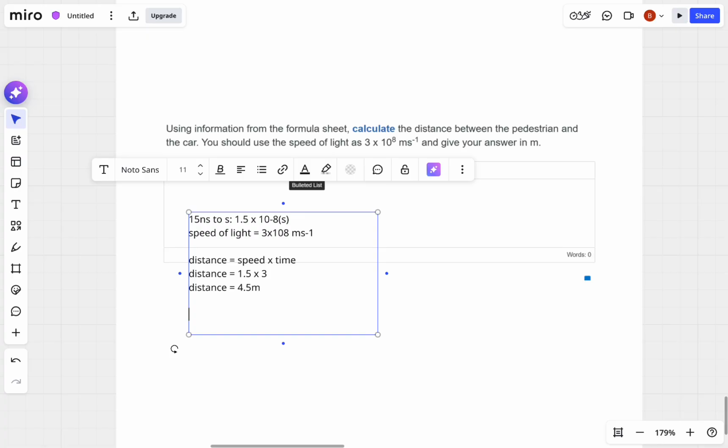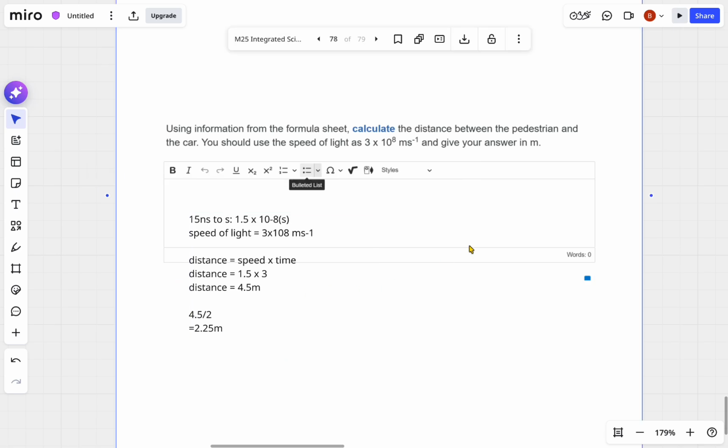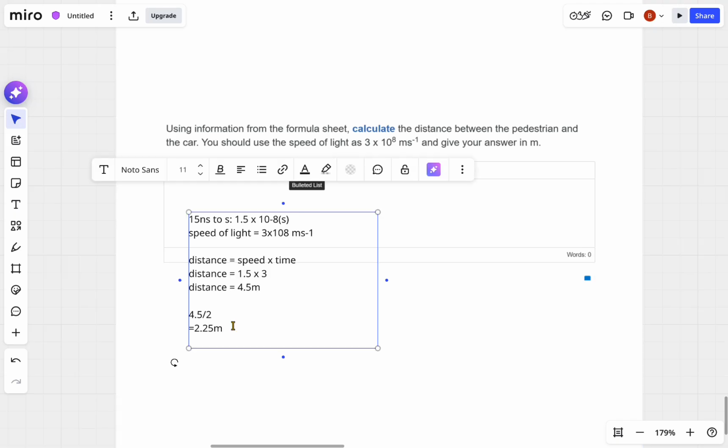So we're just going to divide 4.5 by 2. It's going to give us 2.25 meters, because we're only calculating the distance between the pedestrian and the car. The total distance, if we go front and back, is going to be 4.5, but we don't need that. We just need the distance between the pedestrian and the car. So we get this as our final answer. So that is it.